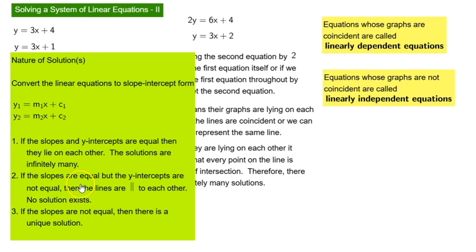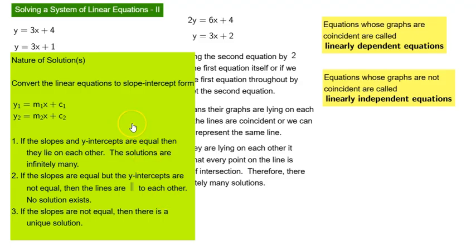If the slopes are equal, but the y-intercepts are not equal, then the lines are parallel to each other. That means they never intersect, which means no solution exists. And if the slopes are not equal, then they are going to intersect somewhere. So there is a unique solution.